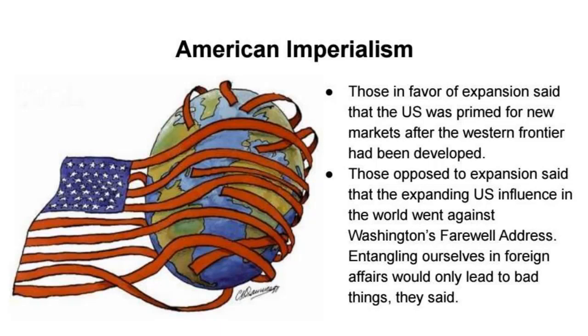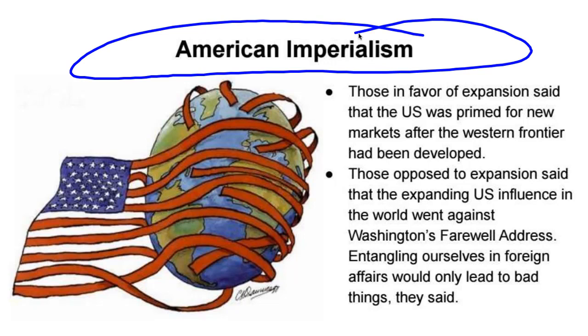So this period of American expansionism is historically often referred to as American imperialism. Those in favor of expansion were saying that the U.S. needed these new markets. The western frontier had already been developed. There's not much further growth that can be done at home, so we need economic growth globally. Those who opposed expansion said that expanding U.S. influence in the world first and foremost went against the traditional Washingtonian neutrality that had been promoted ever since Washington's farewell address.